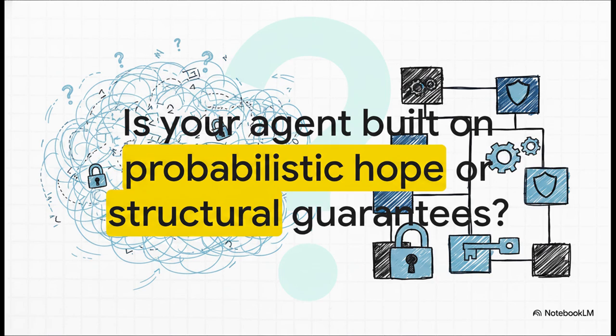So here's the bottom line. When you're dealing with systems this powerful, autonomy without security isn't a feature, it's just an automated vulnerability waiting to happen. So the only real question you need to ask yourself is this: is your architecture built on hope, the probabilistic hope that the model will behave? Or is it built on guarantees, the deterministic structural guarantees of your own code?